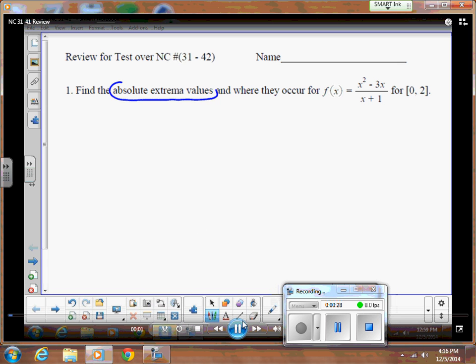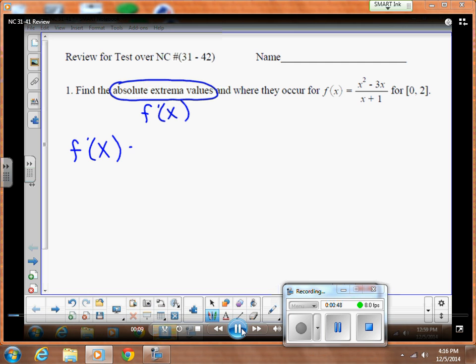In this first problem here, it's telling you to find the absolute extreme values. And when we're looking for the absolute extreme values, we should know that we have to be working with the first derivative. So extrema should be first derivative. You need to know which derivative you use for what test. So extrema values, first derivative. So I'm going to find the first derivative of this function.